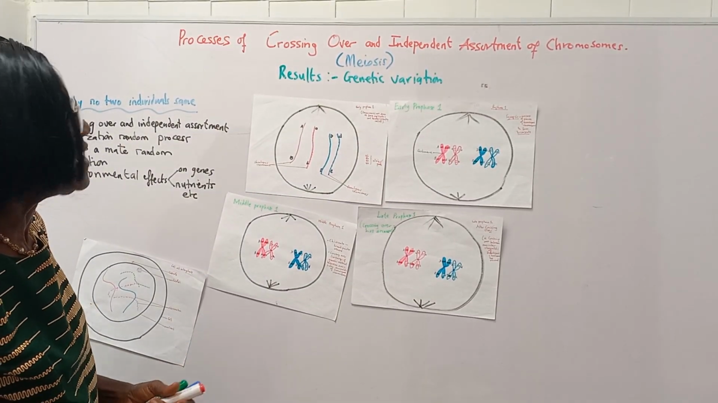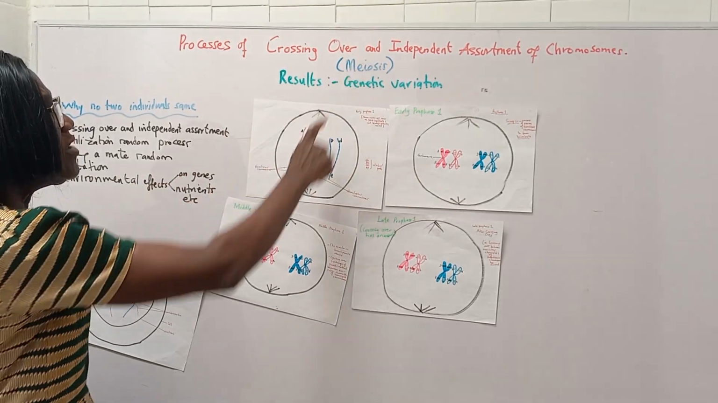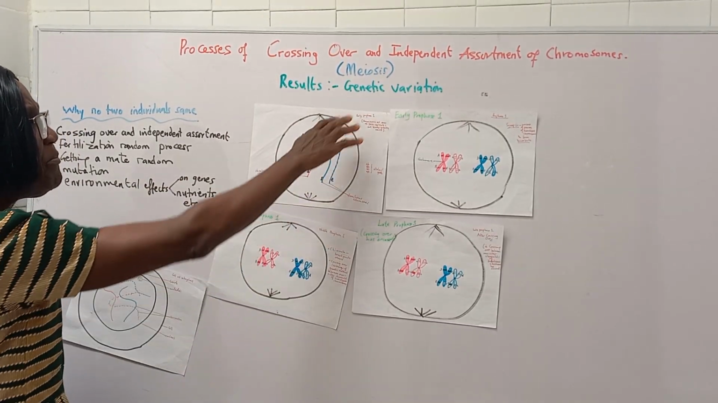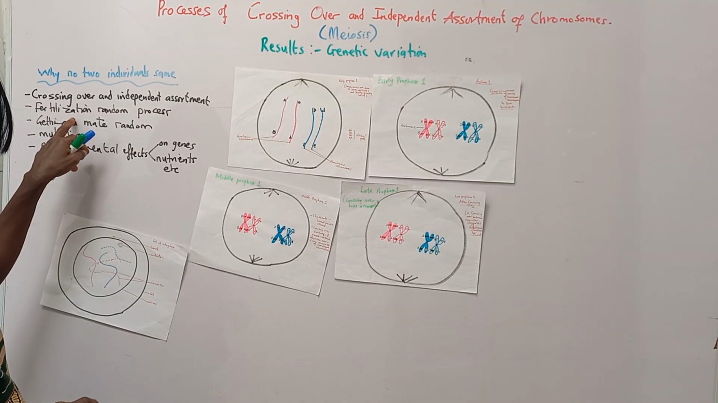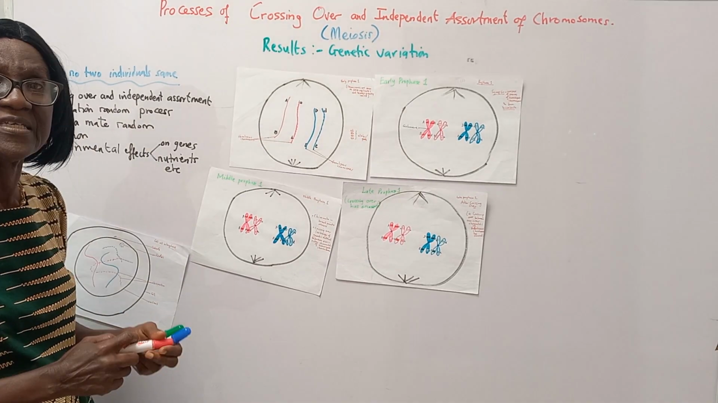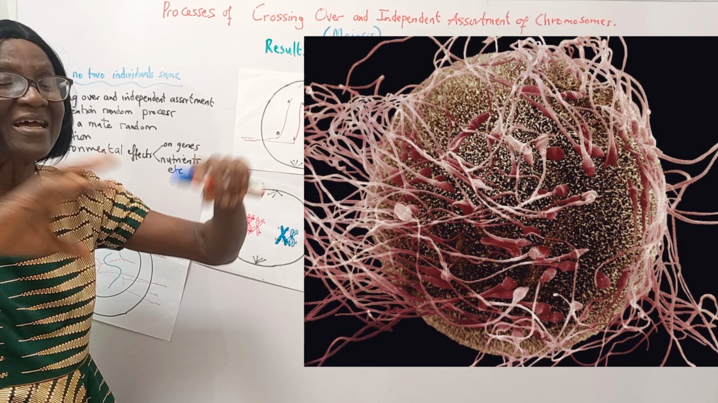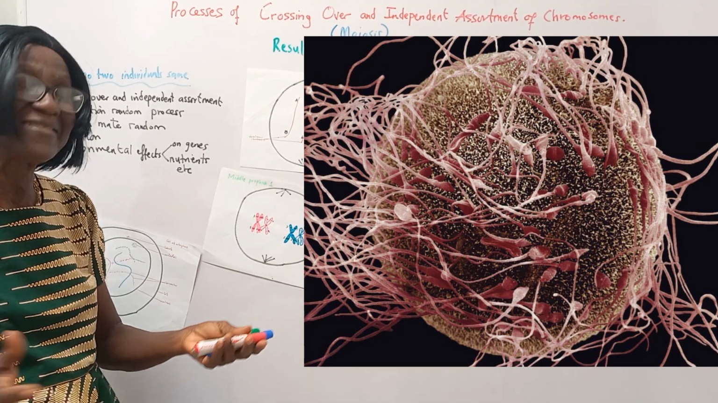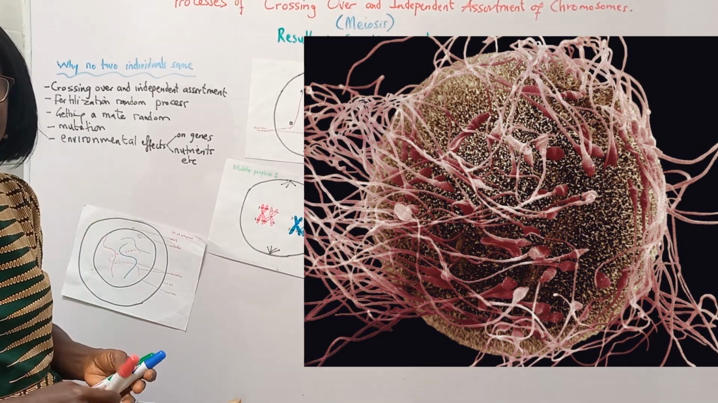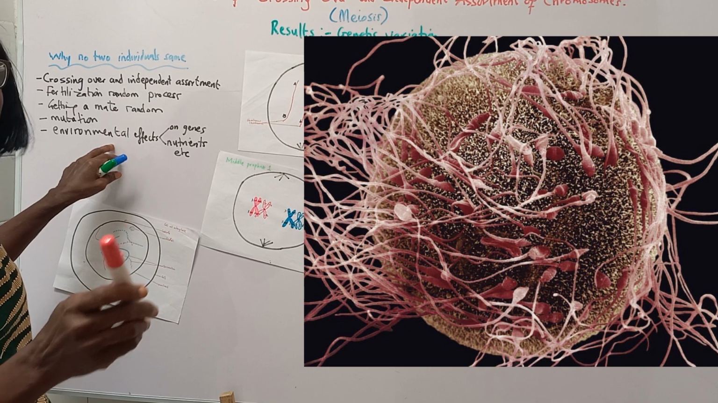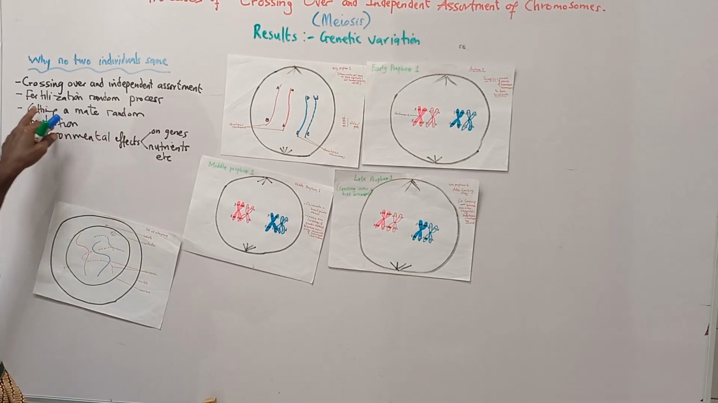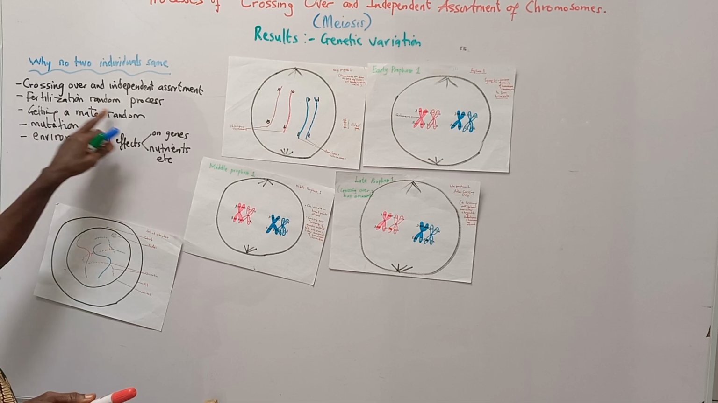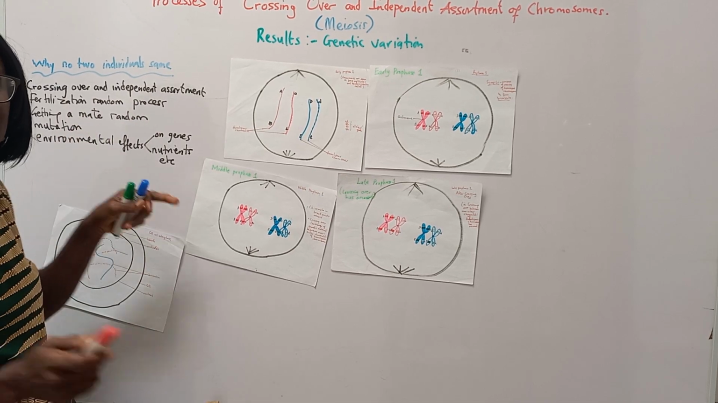Now, we are saying that crossing over and independent assortment is the major source of genetic variation, but other reasons are that fertilization is a random process. You have one egg surrounded with thousands of sperms, and each of the sperms is different, and this one sperm is going to fertilize an egg. Fertilization is a very random process. Getting a mate too is random.